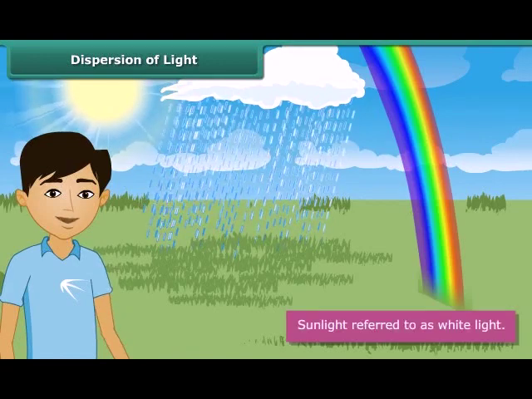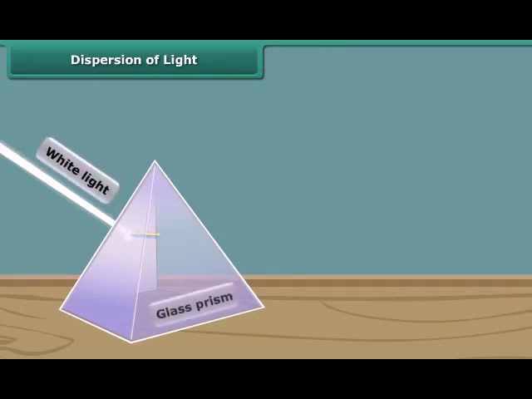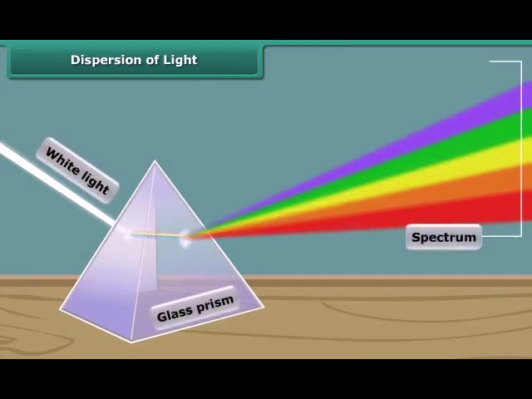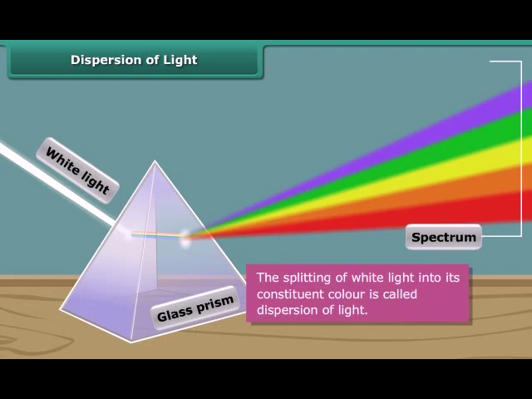We know that the sunlight is referred as white light. When this light passes through glass prism, the light splits into 7 colors. It means that the beam of white light has split up into its constituent colors. Group of these colors represent the spectrum of white light. Therefore, this phenomenon of splitting of white light into its constituent colors is called the dispersion of light.